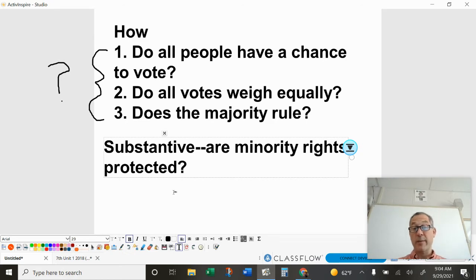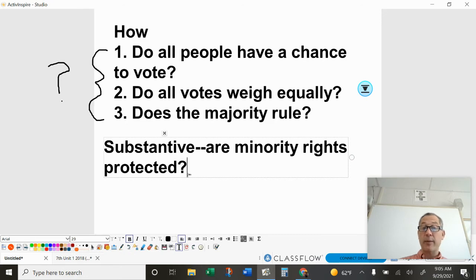So this seems to make sense, right? Are minority rights protected? Because if the majority is making people slaves or arbitrarily killing people or randomly taking away people's property in what would be considered an unfair way, you would say, I don't care how you made that decision, you're still having a little problem with your democracy here, right? It's still not right.